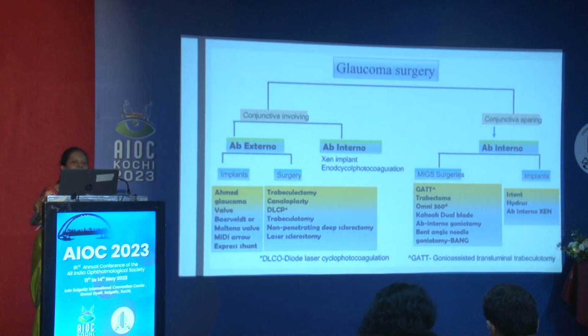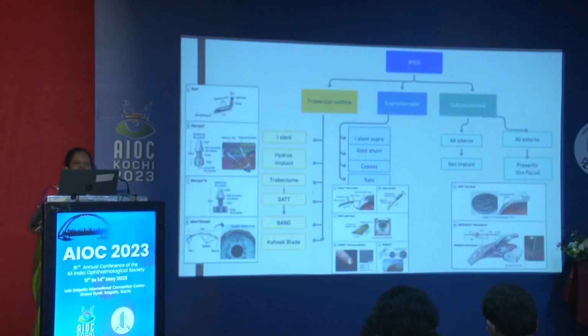So the surgical armamentarium for glaucoma includes the traditional trabeculectomy and the GDDs, then the laser procedures, and the newer ones, the MIGS. So what is MIGS? It's minimally invasive glaucoma surgery. This came up to reduce the complications. They are supposed to have a high safety profile, with a shorter surgical time and a shorter recovery time. Broadly, based on which part is targeted, they can be divided by pathway.